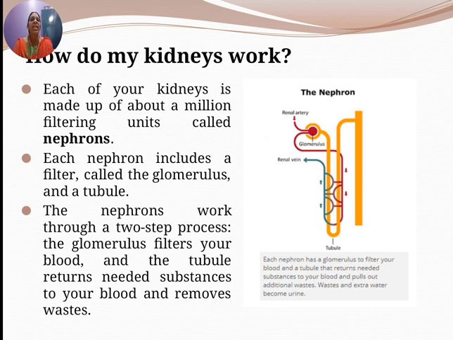Okay. So each nephron has a glomerulus and a tubule. The glomerulus filters your blood. The tubule returns needed substances to your blood and removes the waste. It pulls out the additional waste, and this waste and extra water becomes urine. So this is how the kidneys work.